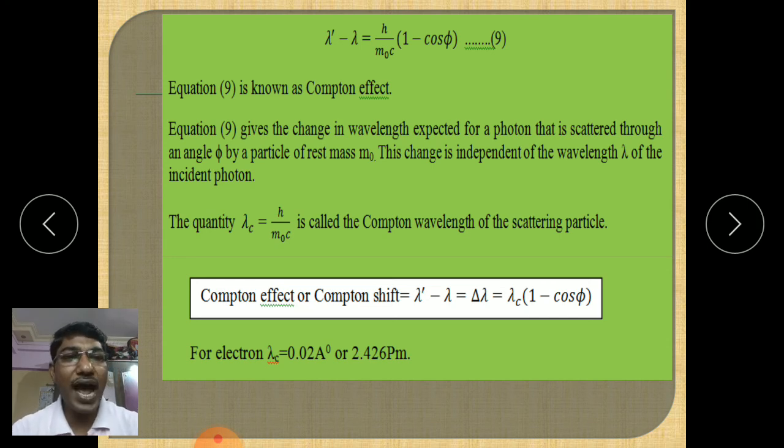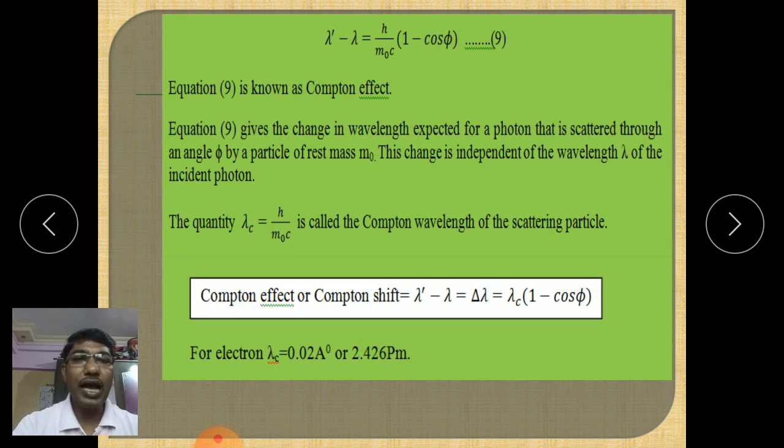If phi is 180 degrees, cos 180 degrees is minus 1. Therefore minus 1 and the minus sign gives plus, which means 2, so lambda dash minus lambda is double this value. It means you have to calculate the Compton shift, that is the change in wavelength. The scattered photon has less energy than the incident photon, or the scattered photon has a longer wavelength than the incident photon.